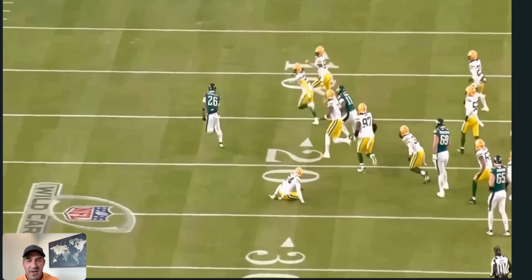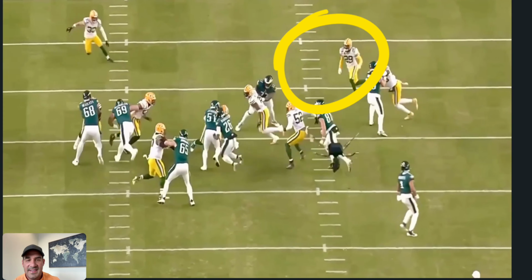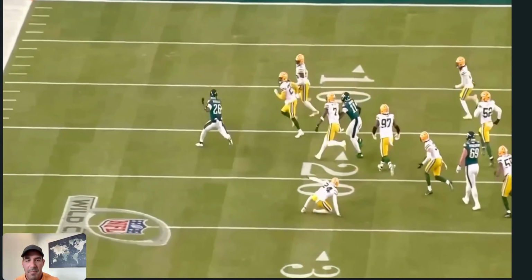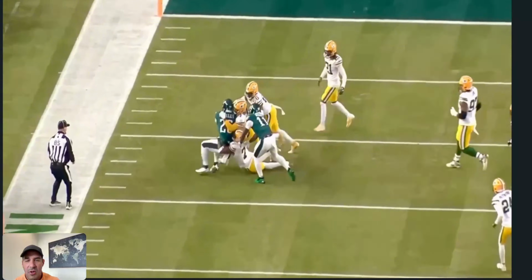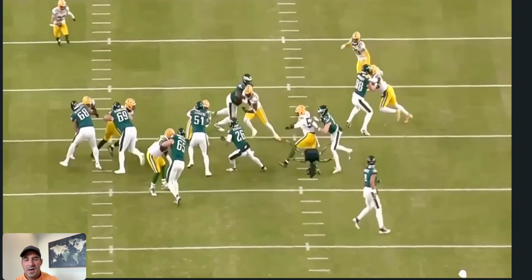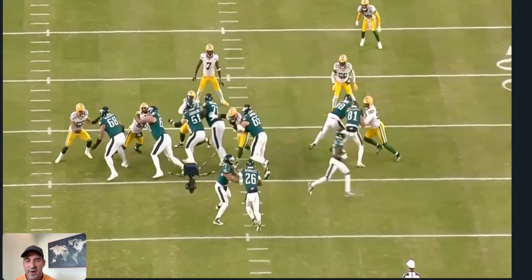So you can see right here, number 29, who has to come all the way across the field to make this play, he's getting cut off right there. So now he's got to kind of bow his path. It takes him a little longer to get there. Big gain, first down.